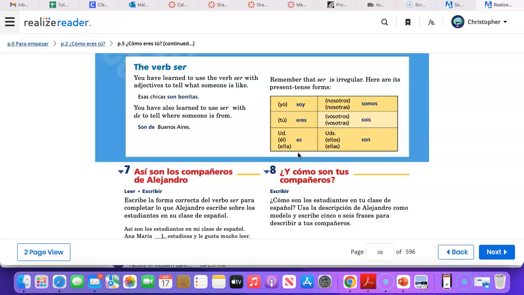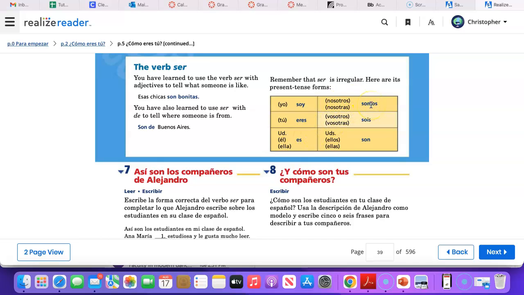In English, I am, you are, he, she, or it is, we are, and they are. It's exactly the same concept, but in Spanish. Yo soy, I am. Tú eres, you are. Él es, he is. Ella es, she is.